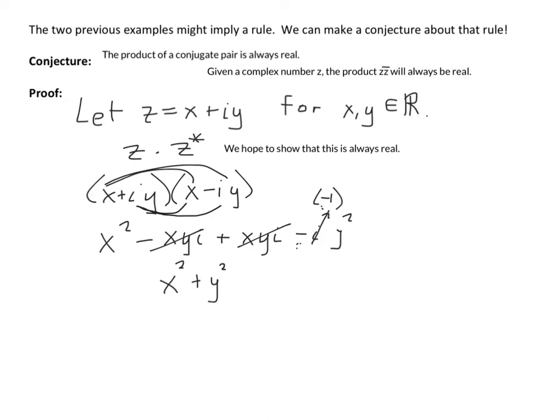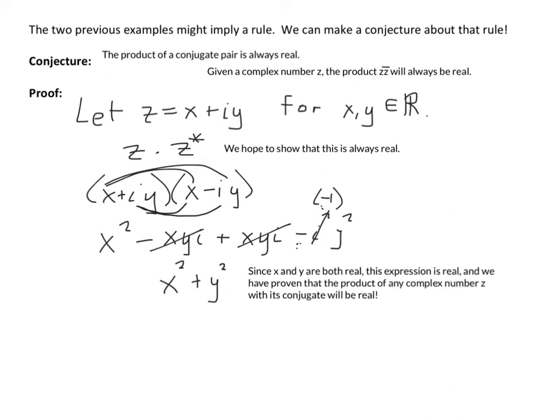And at this point, in my opinion, we're not done. You really want to write a conclusion. You want to write a sentence about what you've just shown, right? And so you might write something like, because x and y were both real, x squared plus y squared must also be real. Therefore, we have shown that the product of any complex number and its conjugate will always be real. I mean, I don't know about you, but this is exciting.